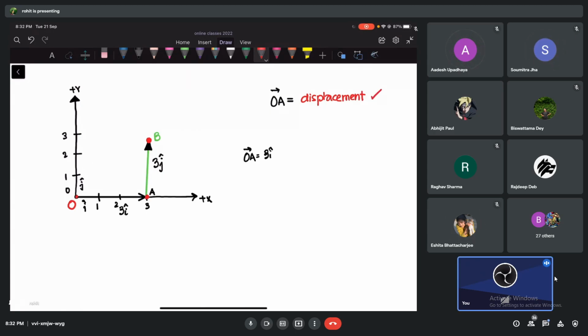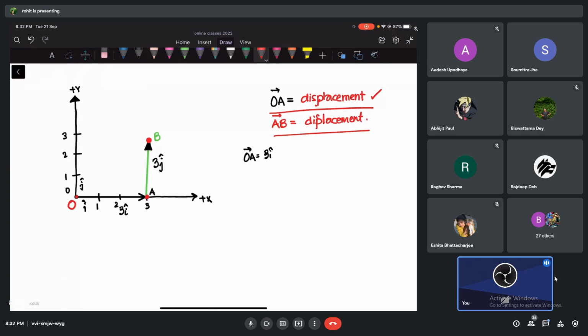But the object has only one displacement, or does it have another displacement? Another displacement. What is that? From A to B. So there is another displacement from A to B. Yes or no, guys? Again displacement is there, right? Displacement. Okay. Yes, sir. Displacement.